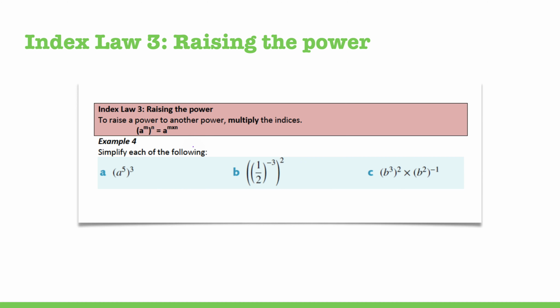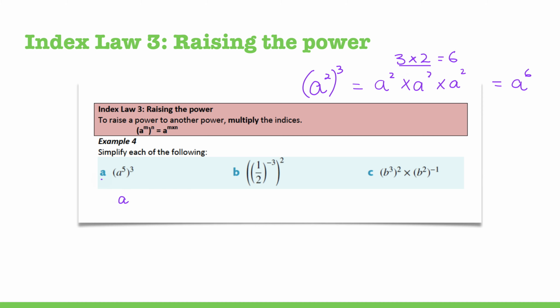Index law 3 is raising to the power. So if we have a power to another power, what we need to do is multiply it. So an example is if I have a squared squared, the way that works is that I have a squared, and then that's multiplied by another a squared, which is 4. So that's actually a bad example. So for example, if I have a squared to the power of 3, I will have a squared times a squared times a squared. So you can see I have 3 lots of these 2's. So that will end up being 2 plus 2 plus 2, which is 6. Or the other way to think of it is 3 lots of the 2 is 6. And so that's why you must always multiply the powers.